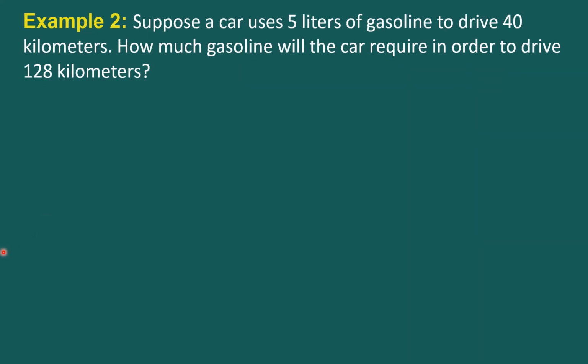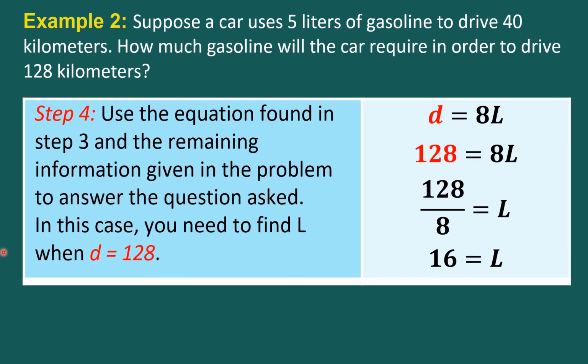Now let us have the last step, step 4. Use the equation found in step 3 and the remaining information given in the problem to answer the question asked. In step 3, we have the equation d equals 8L. We only need to find how much gasoline will the car require in order to drive 128 kilometers. In this case, we need to find L when d equals 128.